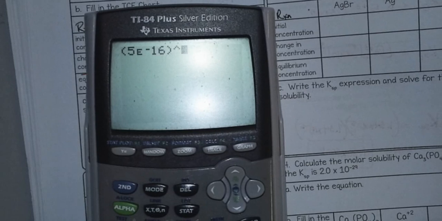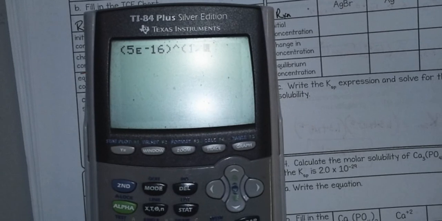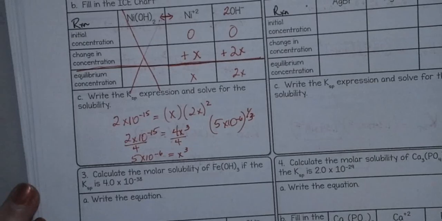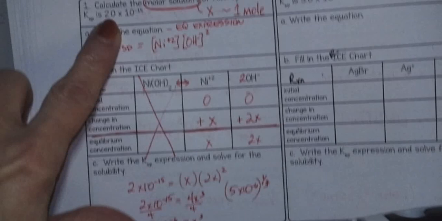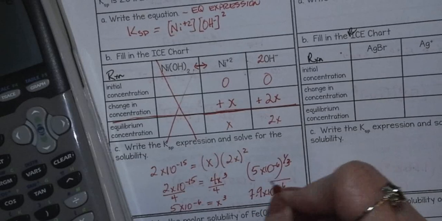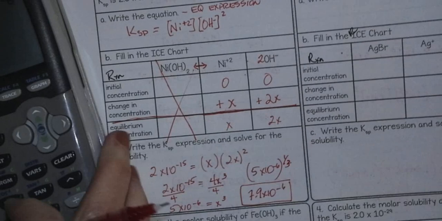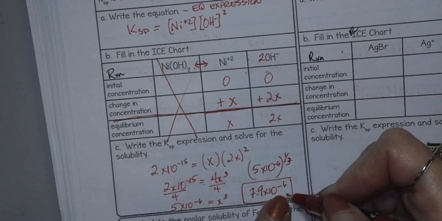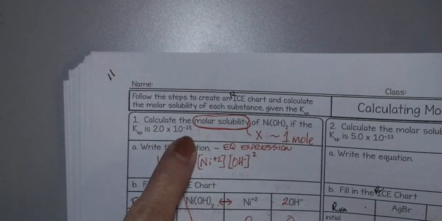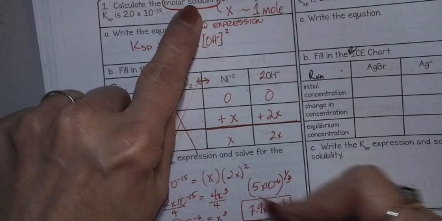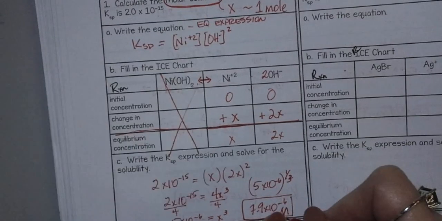So how many sig figs? 2. Yeah, I'm seeing 2. 2 sig figs. So 7.9 times 10 to the negative 6. Now, does it have a unit of measurement? No. This is not K. They gave us K up here with no units of measurement, right? But they're asking for molar solubility, so typically it's going to be in molarity. Because look at this, you just found x right here. What's the concentration at equilibrium? So it's 7.9 times 10 to the negative 6 molar.